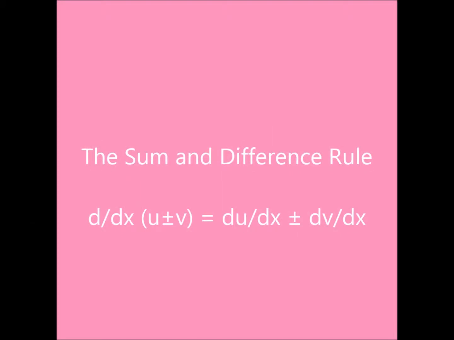The sum and difference rule is d dx of u plus or minus v equals du dx plus or minus dv dx. This is saying that to find the derivative of two functions when they are added or subtracted, you just take the derivative of each piece individually and then either add them together or subtract them.